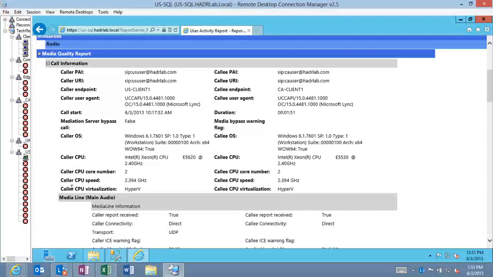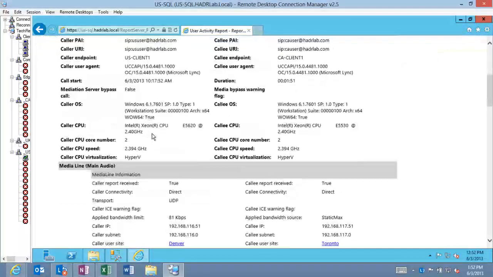Okay? So US user has called Canada user. US user is collecting media quality reports. Canada user is collecting media quality reports. They both send their media quality report together to the server. The server combines both of those records and presents them as one in this report. So I don't see duplicates. I see it as one combined record. So I can see who my caller was. I can see who my callee was. Again, we repeat the user agent string down here.